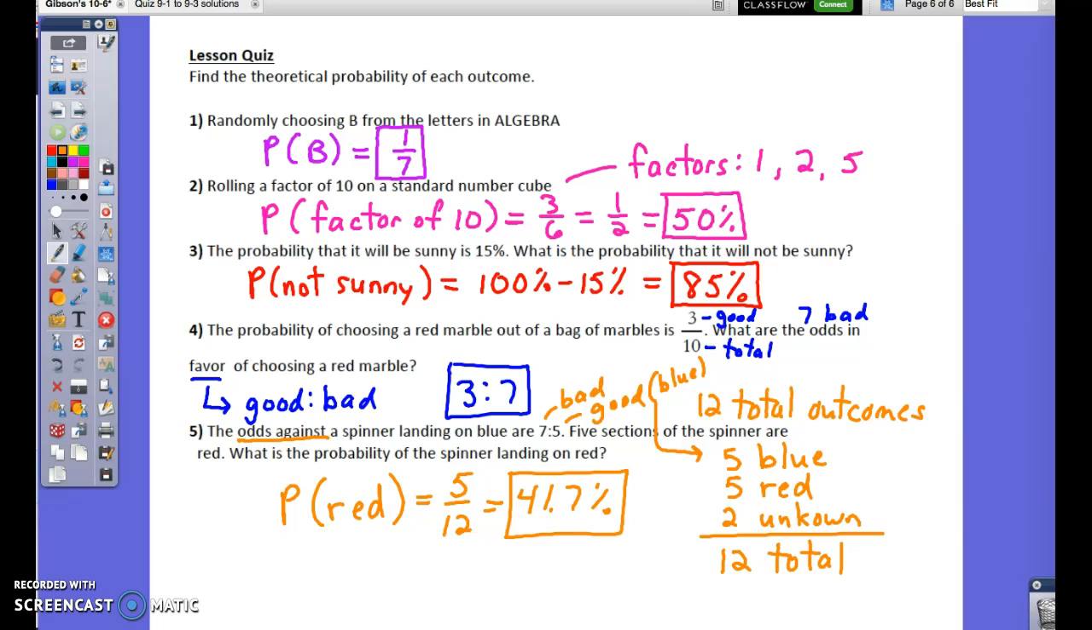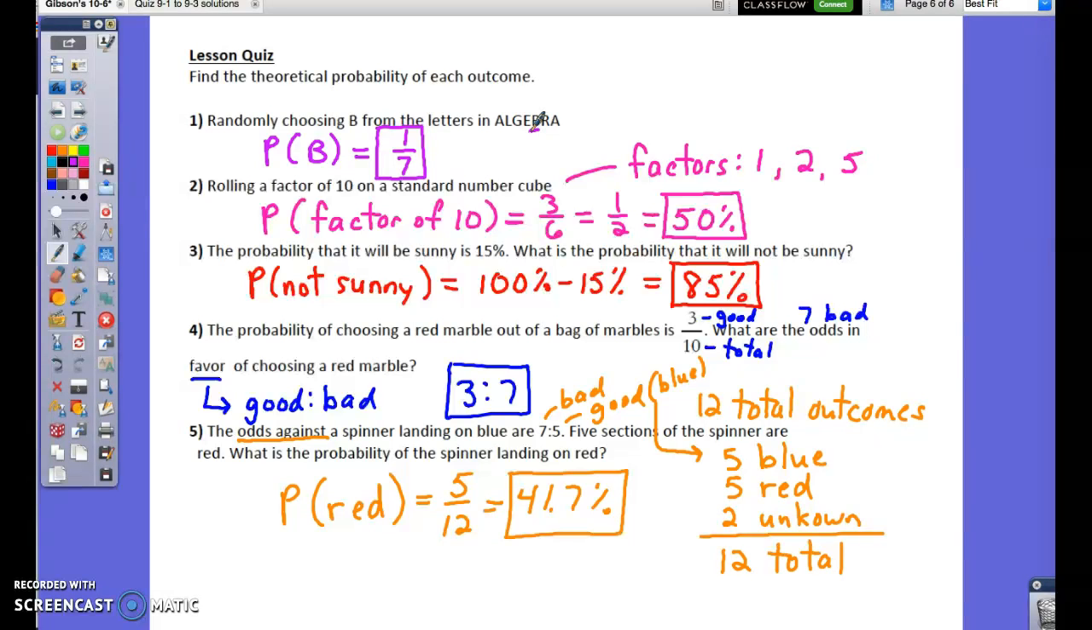Okay, I'm going to go quickly to get through these last examples. Number 1, the key here is that there's only 1 B out of 7 letters total, so we have a 1 out of 7 chance in terms of the probability. And I forgot to change that to percent, but no big deal, you should know how to do that. For number 2, pretty self-explanatory. The factors would be 1, 2, and 5, so we have a 3 out of 6 chance. Number 3 should be okay. I believe 4 should be okay also. Just keep in mind, there's 3 good out of 10 total. That means there would be 7 bad.